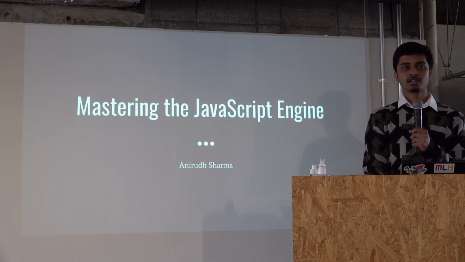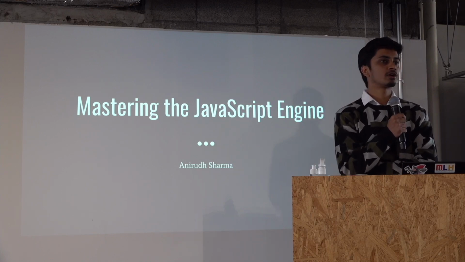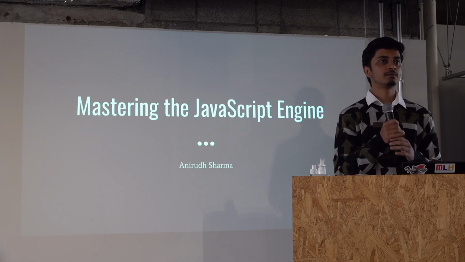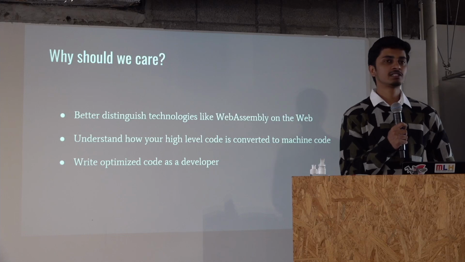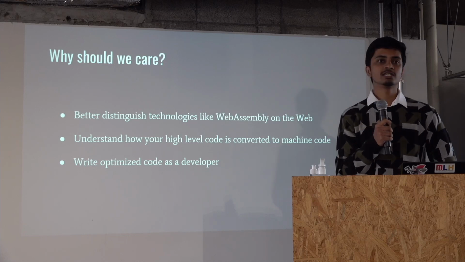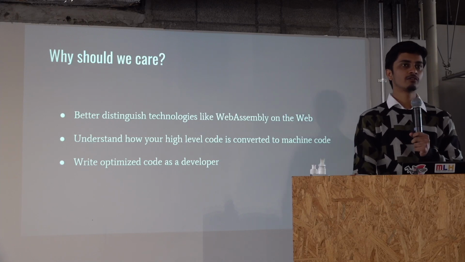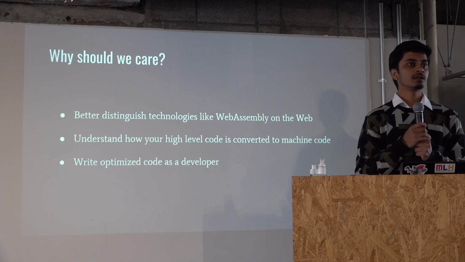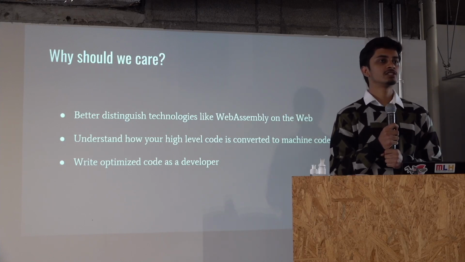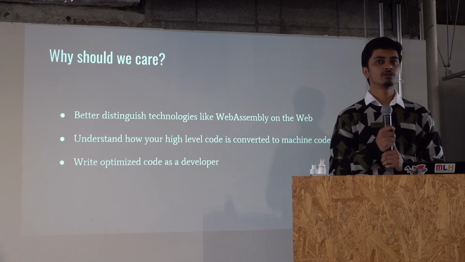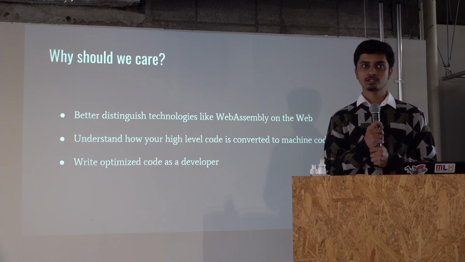Starting off with JavaScript engines, let's first talk about why they are important to us and why we as JavaScript developers should know about them. Firstly, it is really helpful in distinguishing other technologies like WebAssembly, which is also a very recent one, only from this past decade. The main reason is to understand how the high-level code that we write in JavaScript gets converted down to the machine code that actually runs on the machine. And finally, it also helps us write optimized code as a developer.